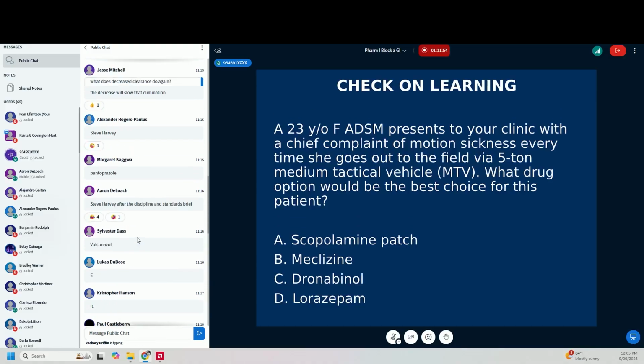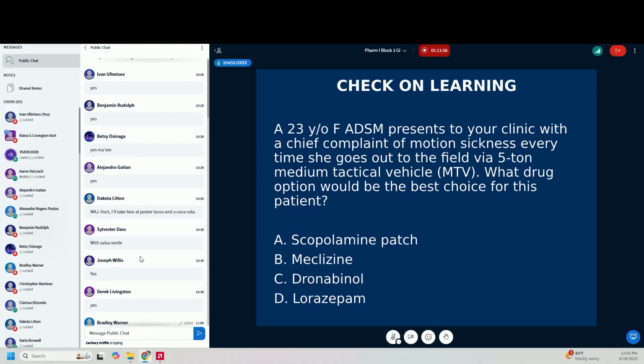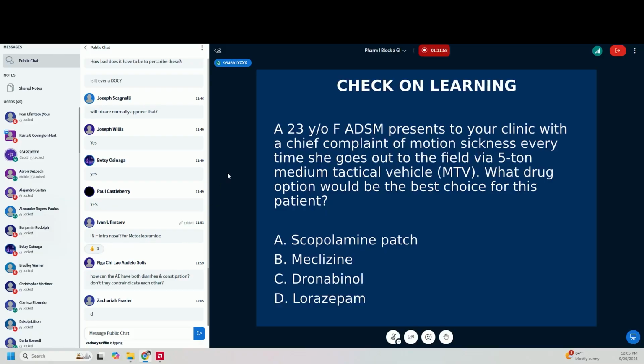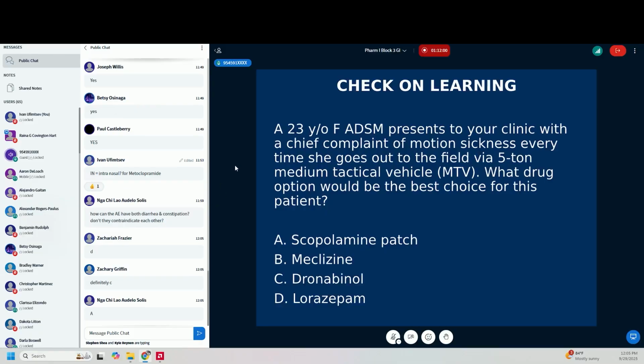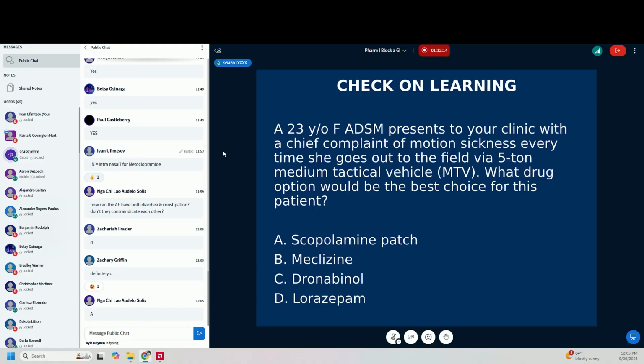So when we're looking at this, she's active. She is on the move, right? She is trying to get something specifically for motion sickness. We had several questions that dealt with nausea and vomiting, but not a lot that dealt with motion sickness. So I can have her stick on her patch before she gets onto her vehicle, right? Definitely C. She's gonna be in the field tripping.